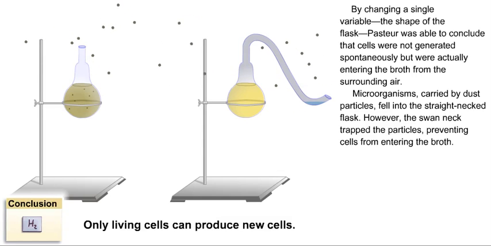Microorganisms, carried by dust particles, fell into the straight-necked flask. However, the swan neck trapped the particles, preventing cells from entering the broth.